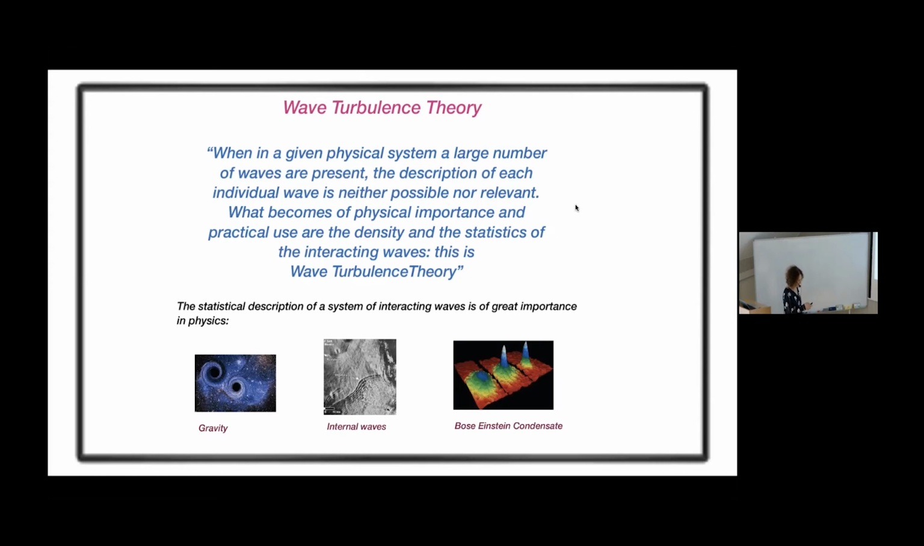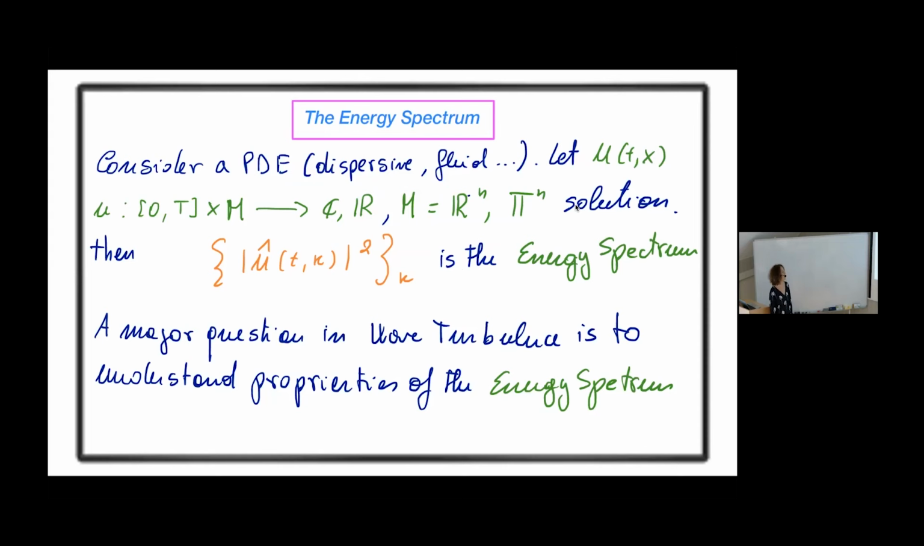Okay, so again, if we consider a PDE, even a dispersive fluid or whatever, yesterday we heard in the talk of Philip the idea of energy moving between different scales: low to high would be forward cascade, or high to low would be backward cascade. It's a concept that influences many different phenomena that are described by different equations, with different properties and a different way of attacking them.